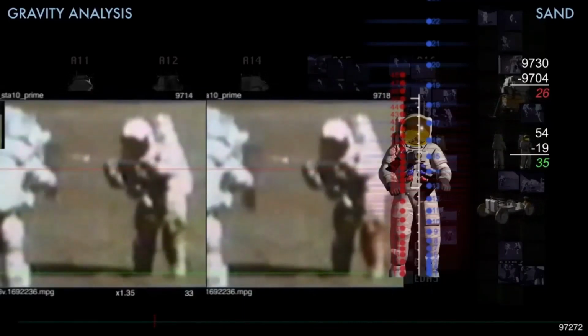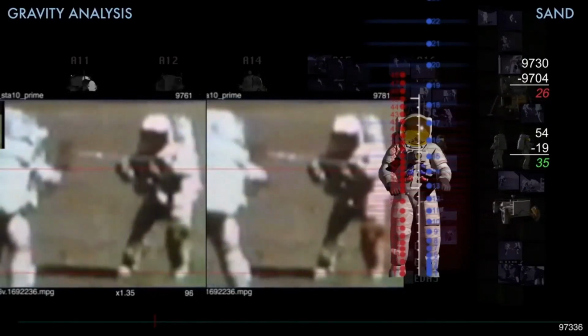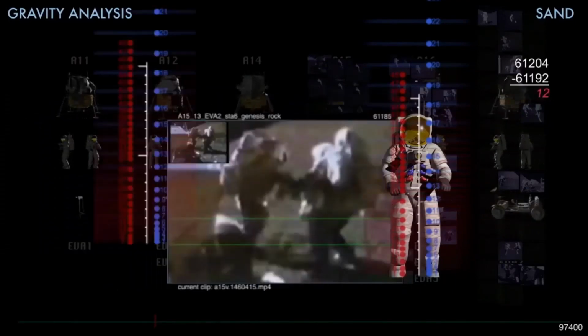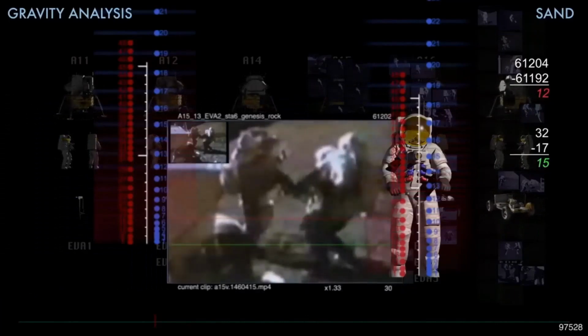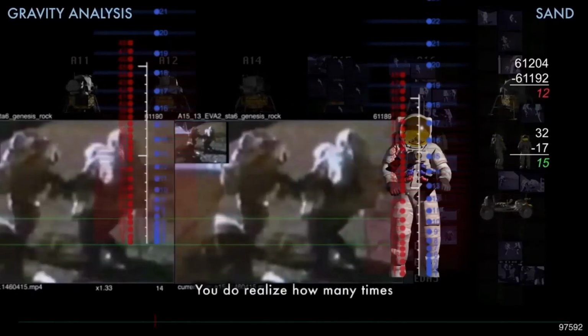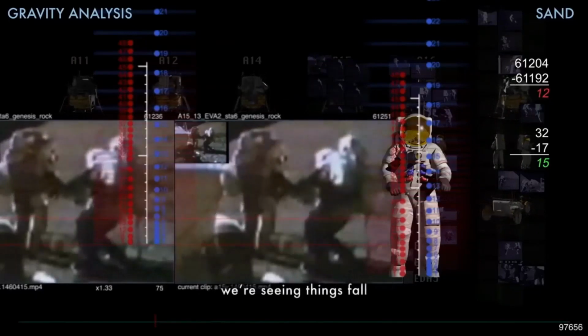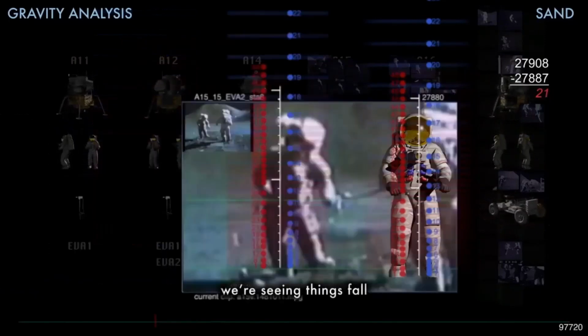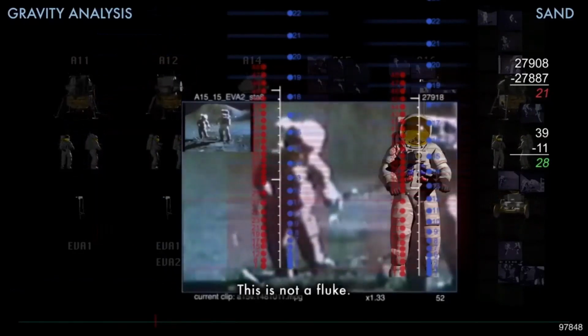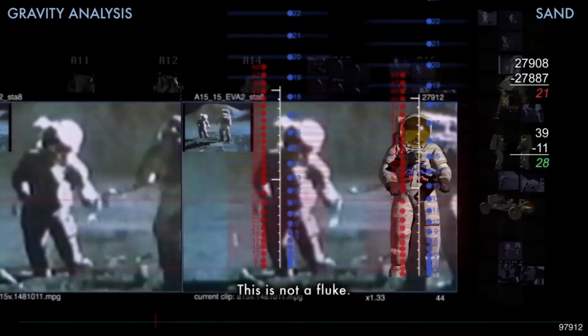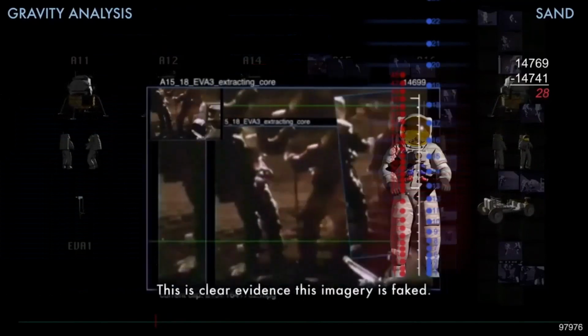And then back to the left and back to the right, and then back to the middle. The sand behaves as if it was in Earth gravity, slowed down and then sped up again, and then slowed down. Do you realize how many times we're seeing things fall at the wrong speed in the NASA footage? This is not a fluke. This is clear evidence this imagery is faked.